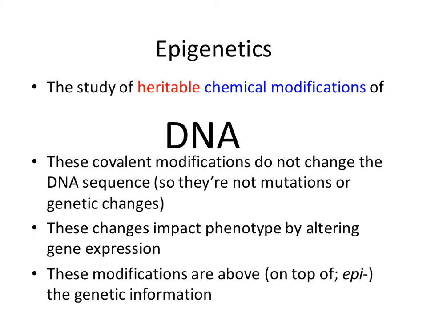So genetics, as I mentioned last class, is the study of DNA, especially inheritance from generation to generation. The study of the sequence of DNA, the study of the transmission of DNA, meiosis, mitosis. But most of our focus this term has been on the nucleotide sequence, A, T, G, C. The nucleotide code, in other words. But then there's something that happens to DNA on top of, or epi, the DNA.